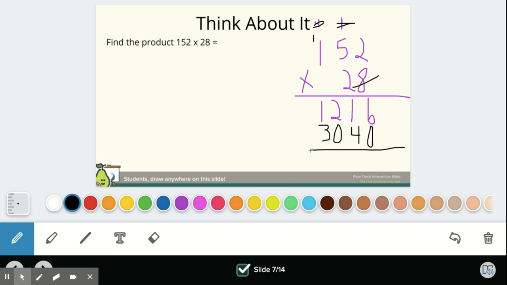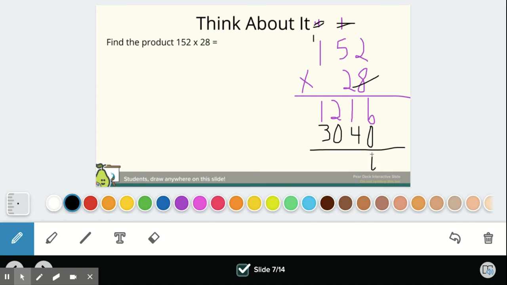Okay, so now I need to add these numbers up to get my final answer. And it looks like I don't need to do any regrouping here. Sometimes we do. So for example, if this was like 8 plus 5 and I get 13, I will need to put a 3 here and then regroup the 1. But it looks like we just got some addition here.